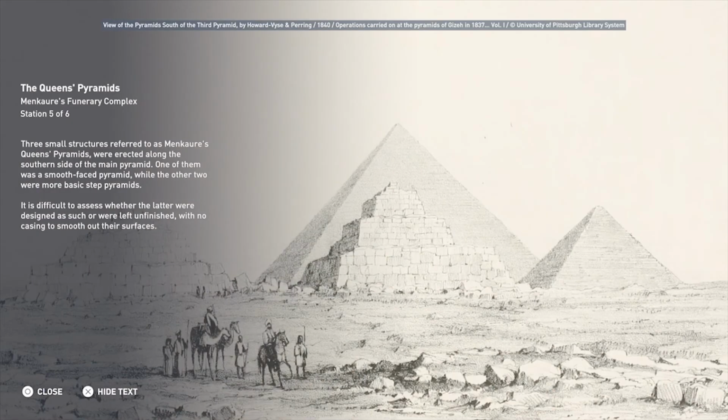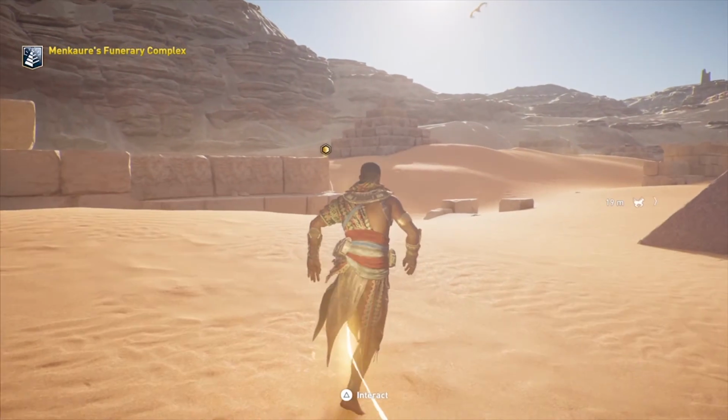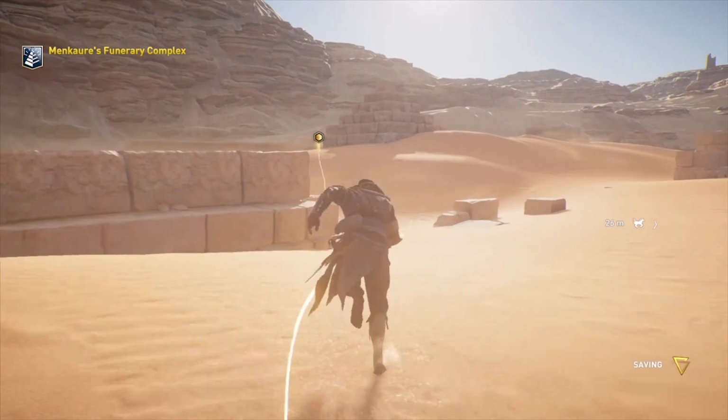Three small structures, referred to as Menkaure's Queen's Pyramids, were erected along the southern side of the main pyramid. One of them was a smooth-faced pyramid, while the other 2 were more basic step pyramids. It is difficult to assess whether the latter were designed as such or were left unfinished with no casing to smooth out their surfaces.